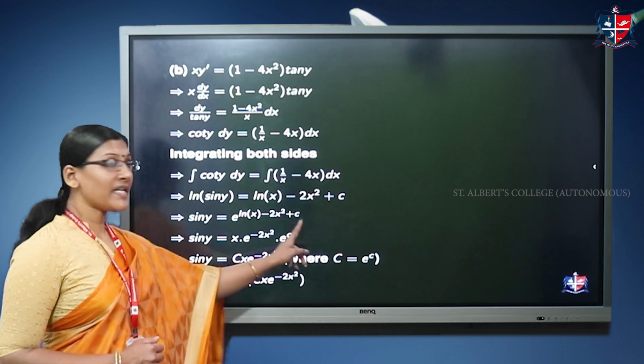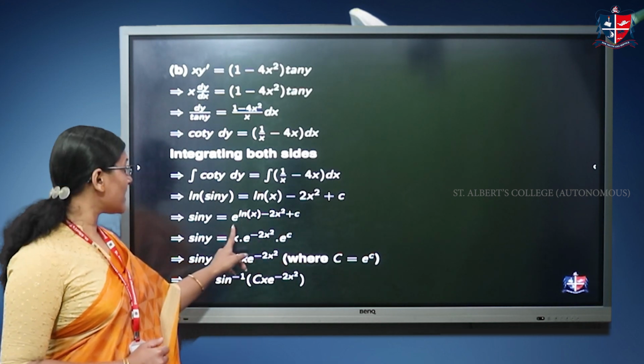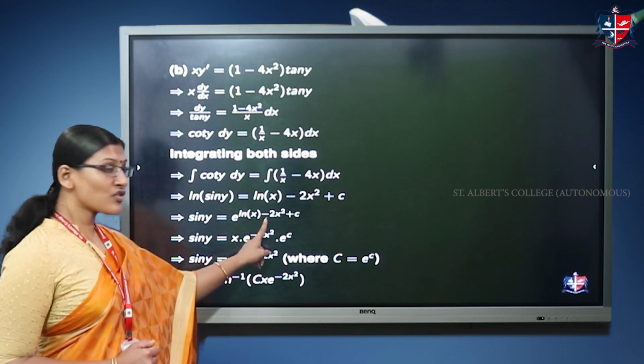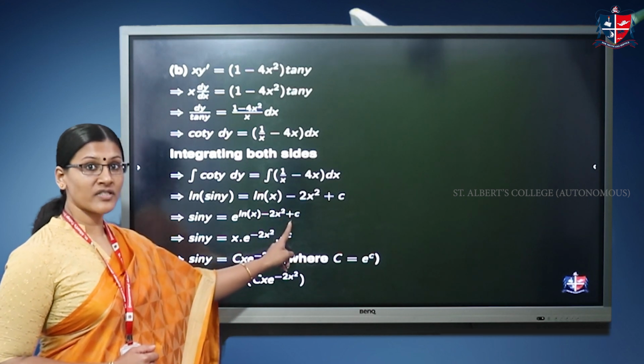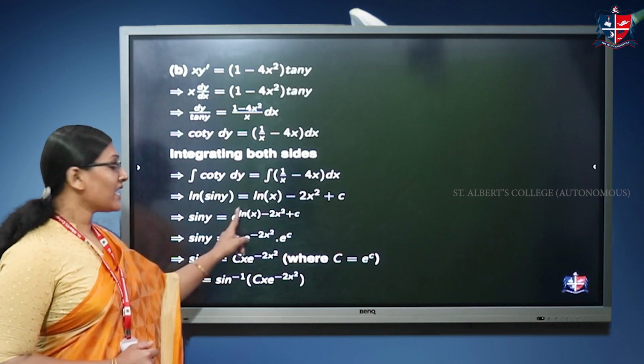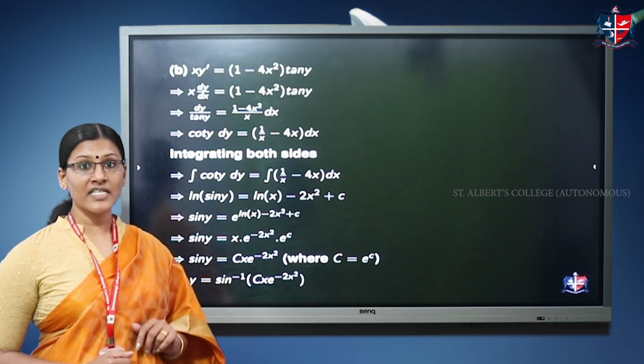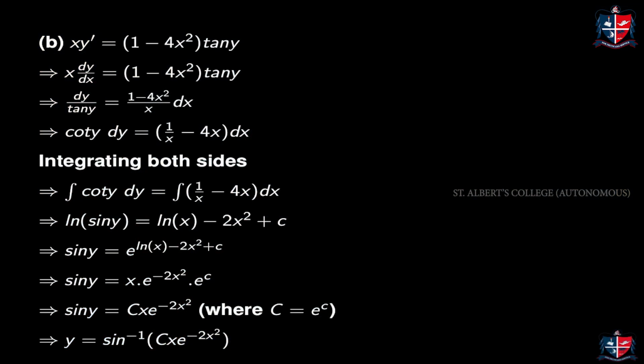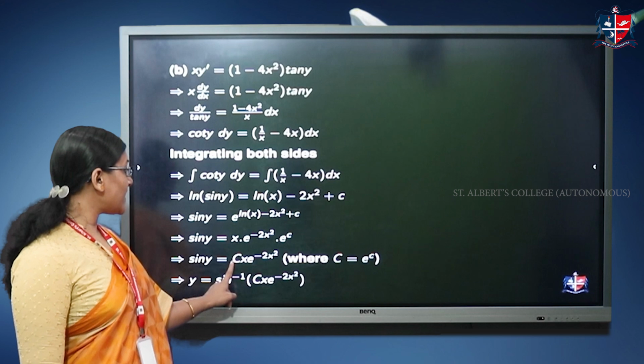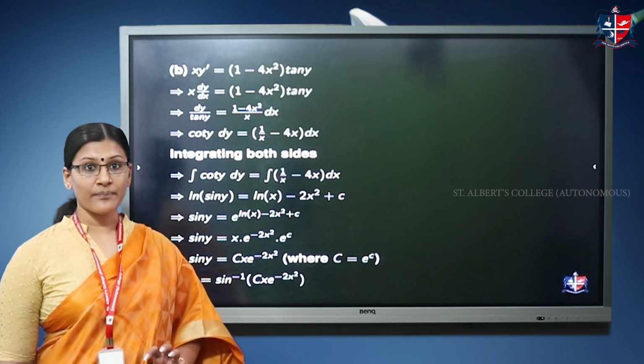Now we can split this side, that is e raised to log x into e raised to minus 2x square into e raised to c. Again, in e raised to log x, e and log are inverse functions and will get cancelled, and we will get x. So this becomes x into e raised to minus 2x square into e raised to c. Again, e raised to c is yet another constant which can be denoted as capital C. So this becomes Cx e raised to minus 2x square.